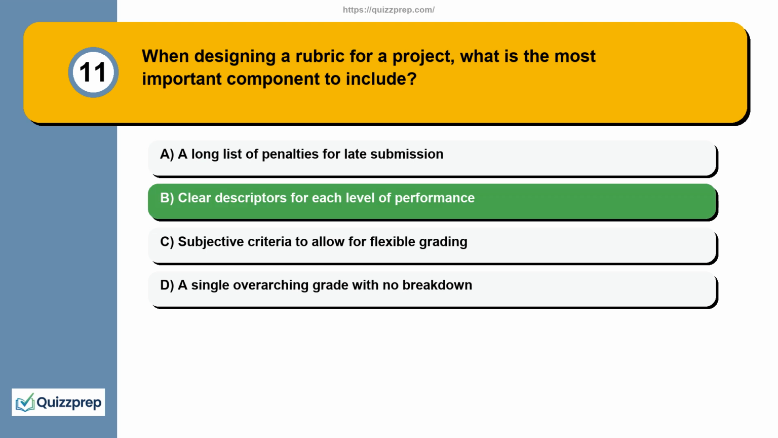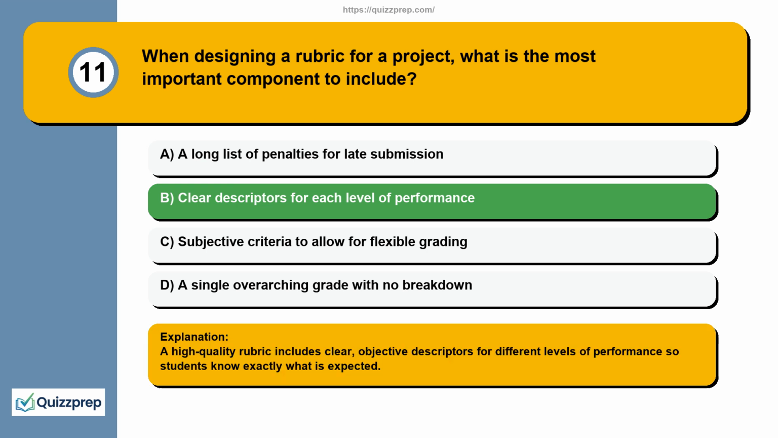The correct answer is option B. Clear descriptors for each level of performance. Explanation. A high-quality rubric includes clear, objective descriptors for different levels of performance so students know exactly what is expected.